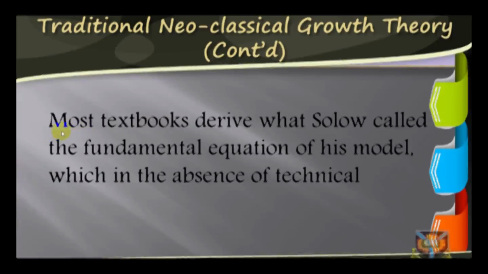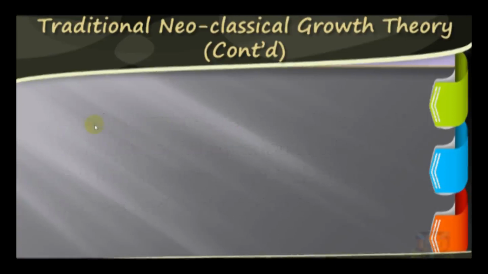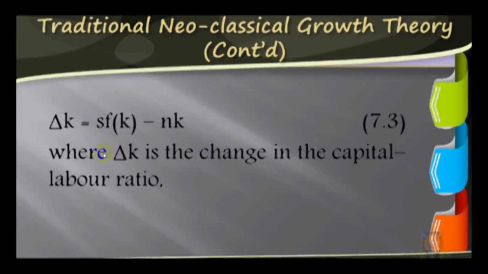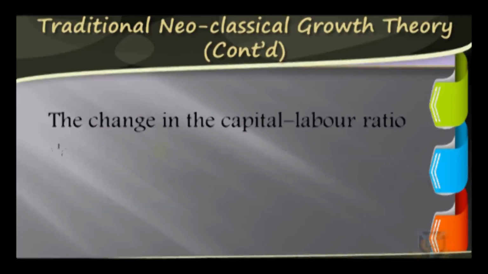Most textbooks derive what Solow called the fundamental equation of his model, which, in the absence of technical progress and depreciation, is dk equals s f(k) minus nk, where dk is the change in the capital-labor ratio, s f(k) is savings per worker, and nk is investment required to keep the capital-labor ratio constant. You are not expected to derive equation 7.3, but you should understand its implication. Essentially, the change in the capital-labor ratio, k, will be positive, negative, or zero if s f(k) is greater than nk, s f(k) is less than nk, and s f(k) is equal to nk respectively.